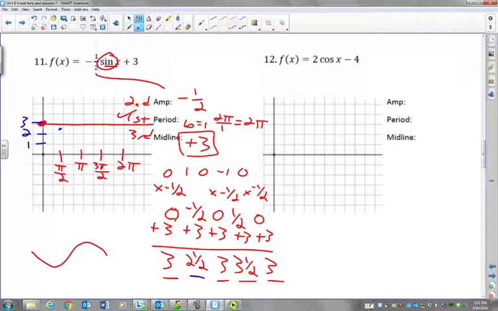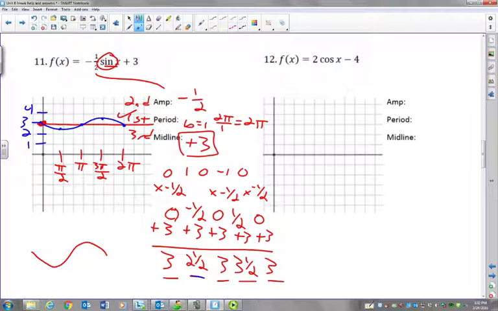Then we're going to go back up to 3. At pi, we'll go back up to 3. And then at 3 pi over 2, we'll go up to 3 and a bit more, so a little bit higher than that. There you go. And then back down to 3. So this is kind of a crazy cool graph. So it just goes down, up, and down again. Really thin, small graph for number 11.